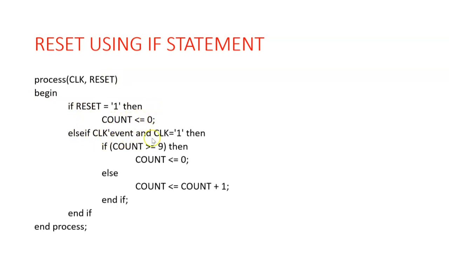Else if clock'event and clock equal to 1, then if count is greater than 9, then count equal to 0, else count equal to count plus 1. So this is a simple working of a counting operation, or a counter. This is counting from 0 to 9. Okay, if count is greater than or equal to 9, it will count from 0 to 9.